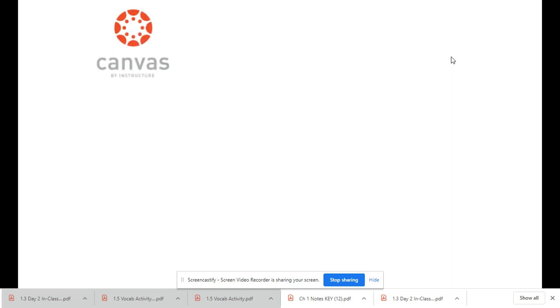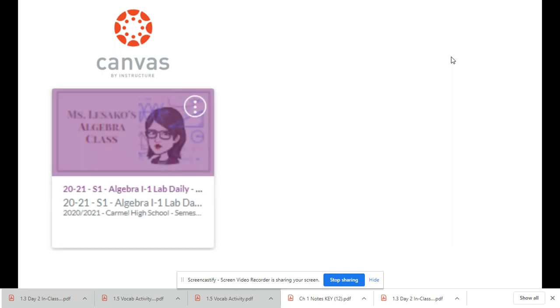So the first thing is about Canvas. When you go to your Canvas dashboard, you should see the following Canvas tile, as they're called. And if you notice, it says Ms. Liseco's algebra class, and then underneath it, it also says Algebra 1 Daily Lab. So what I've done is I've cross-listed our daily lab with our daily algebra class, so that instead of having to know whether it's a blue day or a gold day and having to go to the correct Canvas course, everything is housed in this one Canvas course.